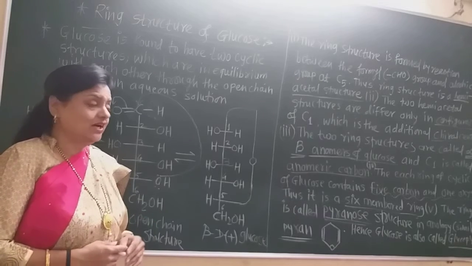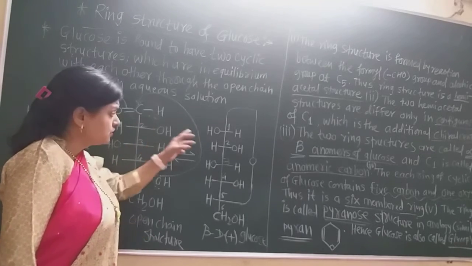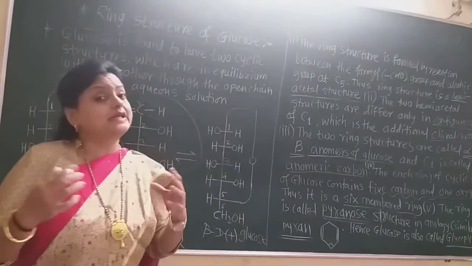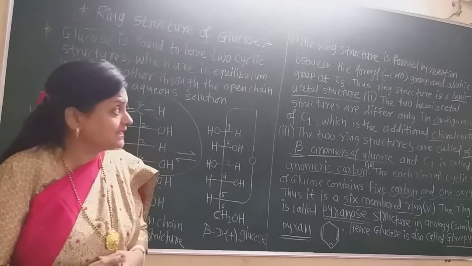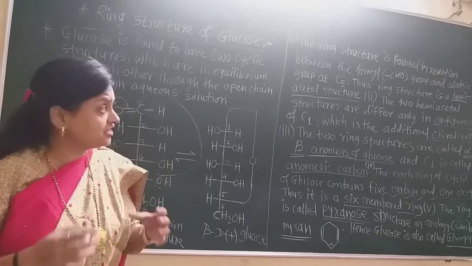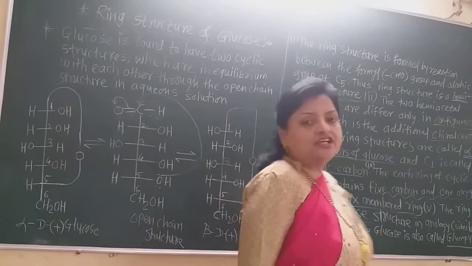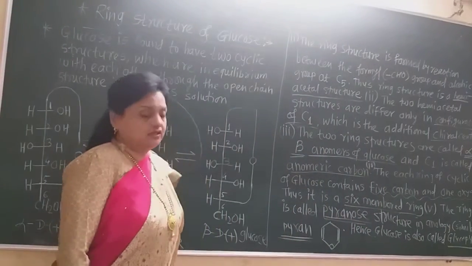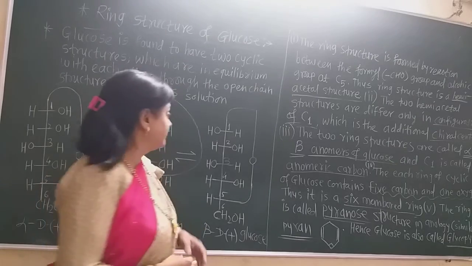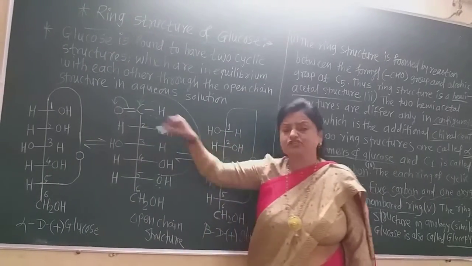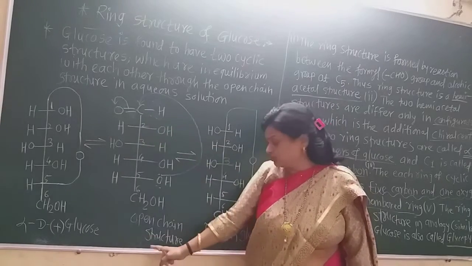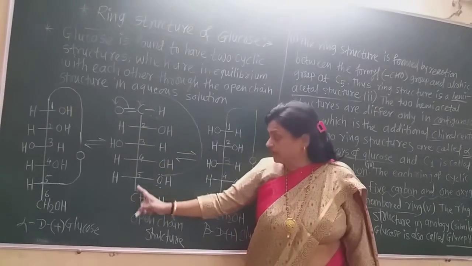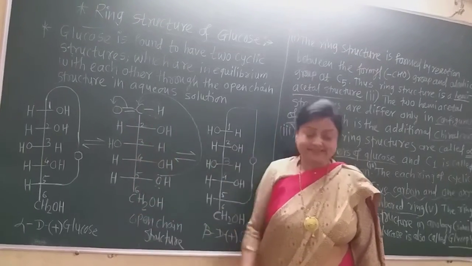Then the ring is a hemiacetal type. That means this oxygen atom is in the ring, similar to that of an acetal type ring, so it is called the hemiacetal structure. These two hemiacetal structures differ only in the configuration of C1, which is the additional chiral center. Now this becomes an additional chiral center. It is not an additional chiral center in the open chain structure, because the carbon is doubly bonded with its oxygen. Only these four chiral centers are there in the open chain structure.